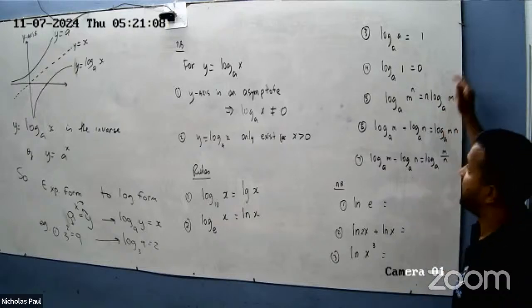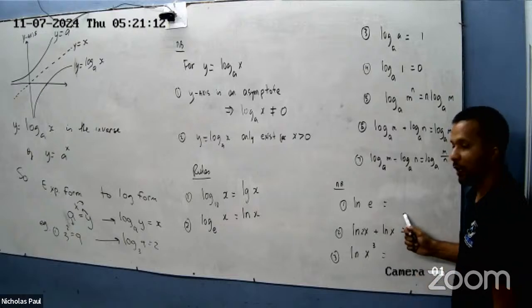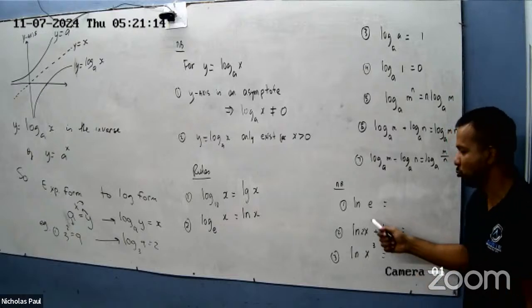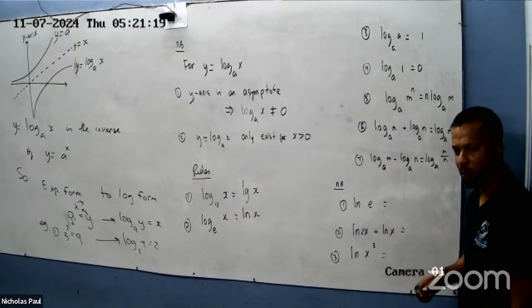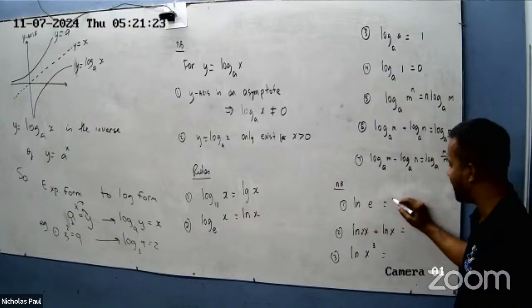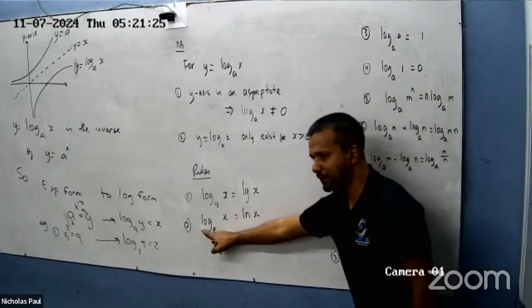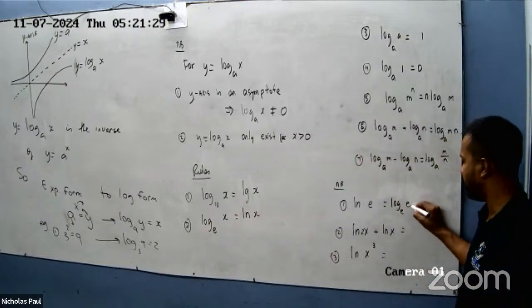All right, so these are the log rules that we need to remember. But there's something I want to point out. Suppose I gave you ln e. What is this? 1. Why is it 1? Because ln is the same as log to the base e. So log to the base e of e is 1.